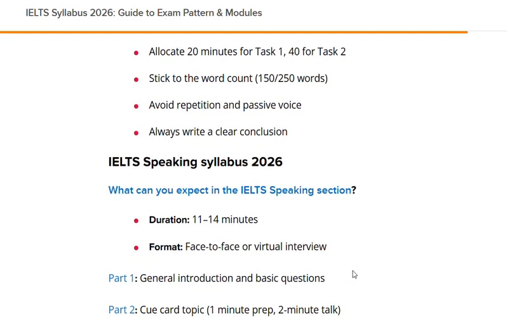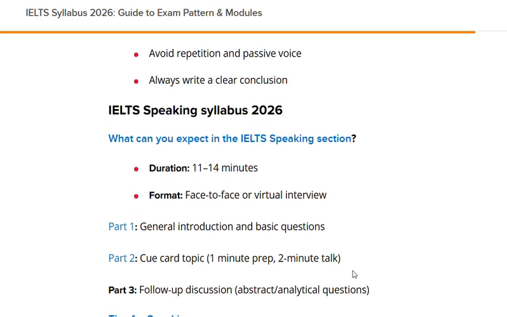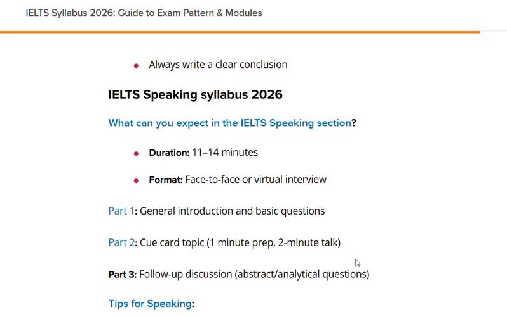Next is our speaking syllabus. Starting with the duration, there will be 11 to 15 minutes, depending on how we are communicating, what topic we have got, and how much time we are taking. Maximum it goes up to 15 minutes, not more than that. And it will always be a face to face or virtual interview.